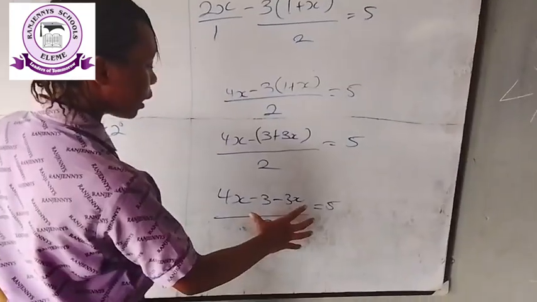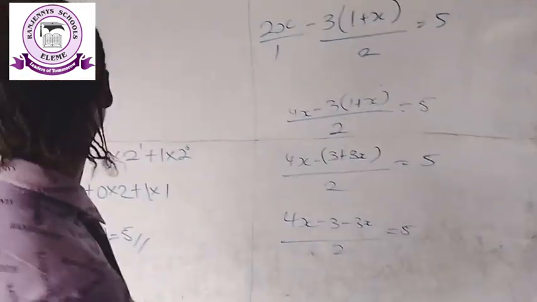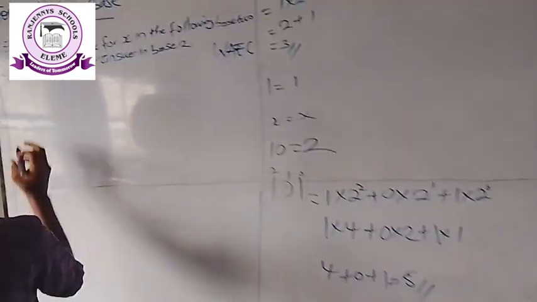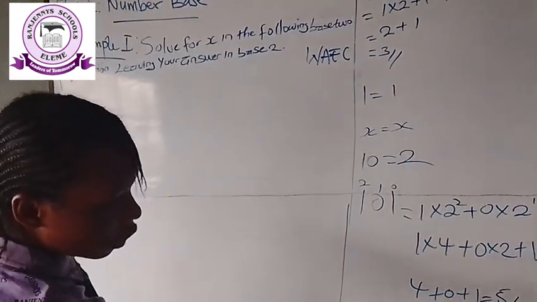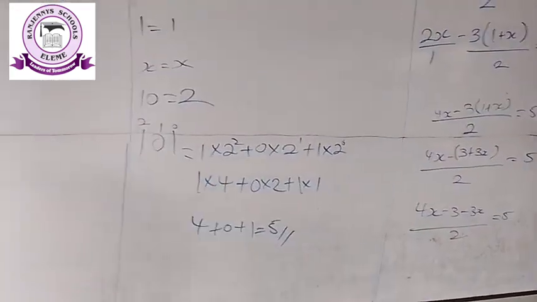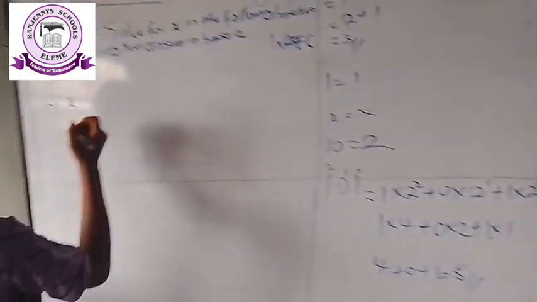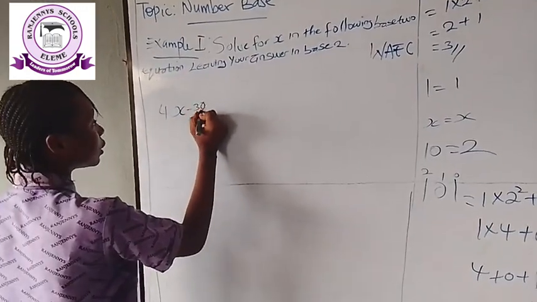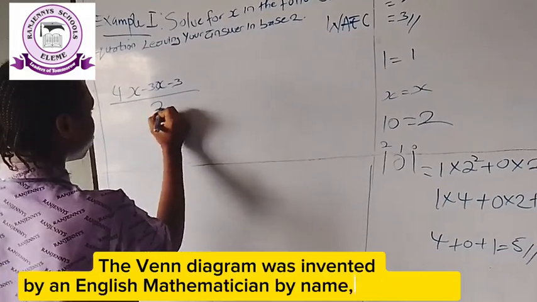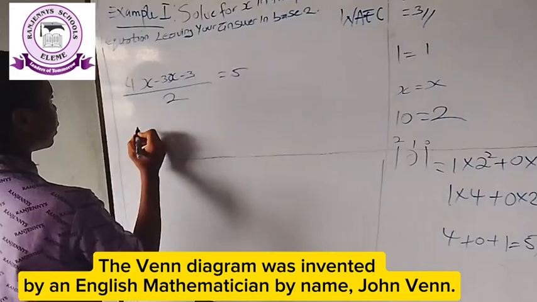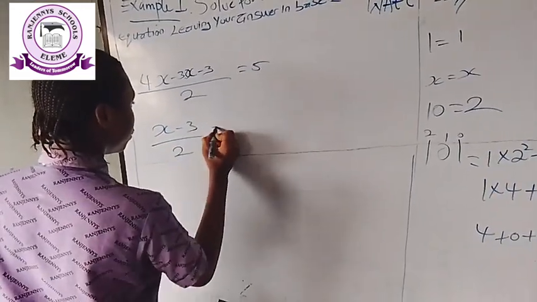We're going to be collecting like terms from the numerator side, so it will be easier to solve. So we have 4x. If you look, it's 4x minus 3 minus 3x. And 4x and minus 3x are like terms. So we have 4x minus 3x minus 3 divided by 2 equals to 5. That means we have x minus 3 divided by 2 equals to 5.